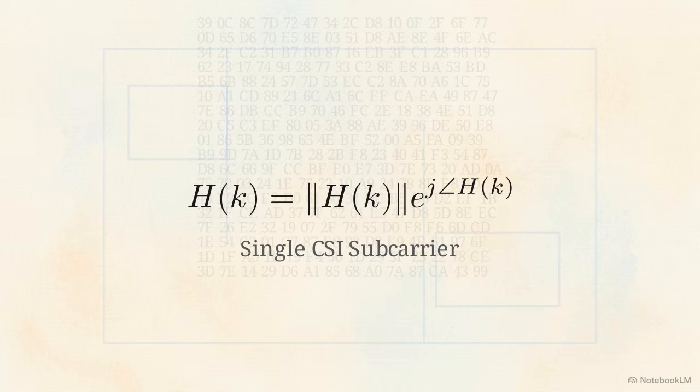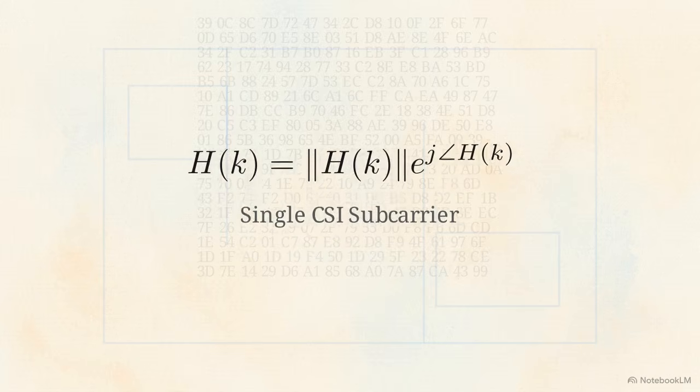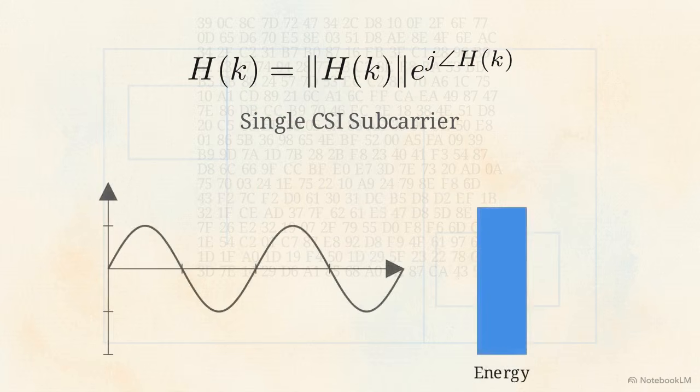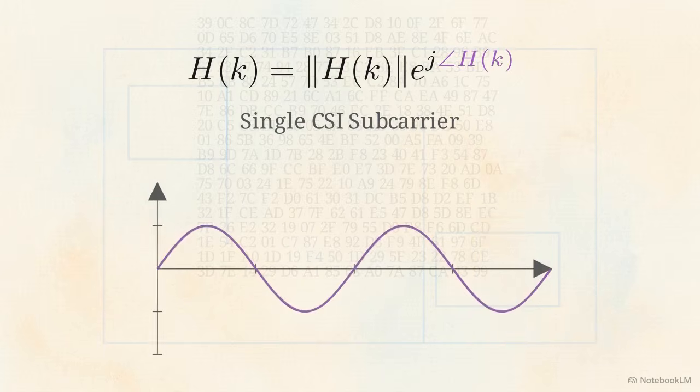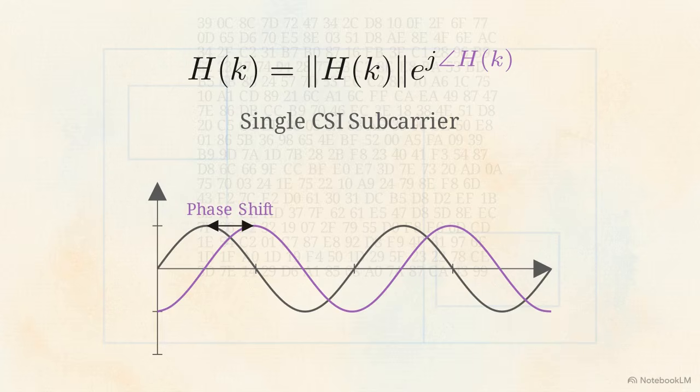This formula represents a single CSI subcarrier. We examine two components. First, amplitude attenuation measures the energy the wave lost when absorbed by a human body. Second, the phase shift records minute timing variances caused by physical distance and the reflective properties of objects.